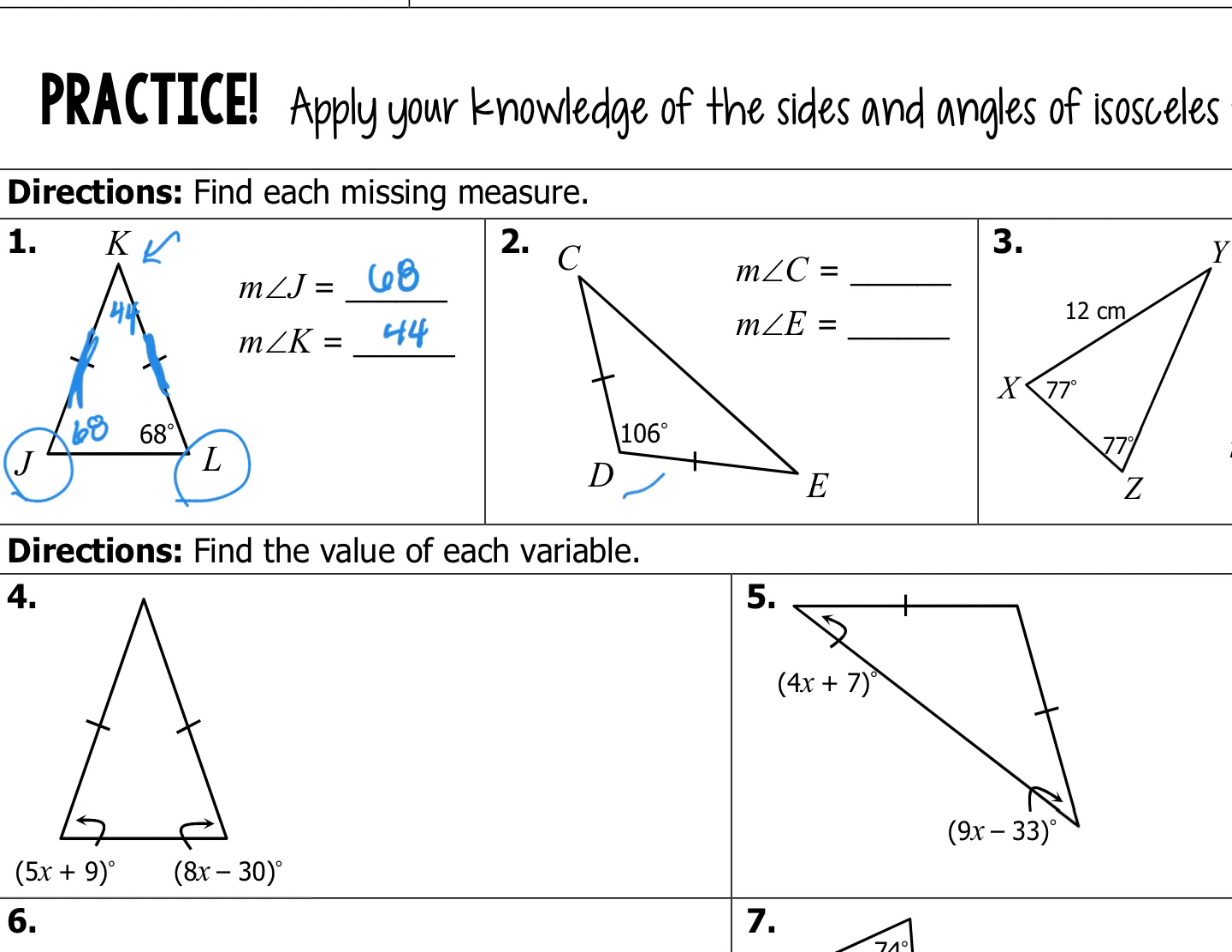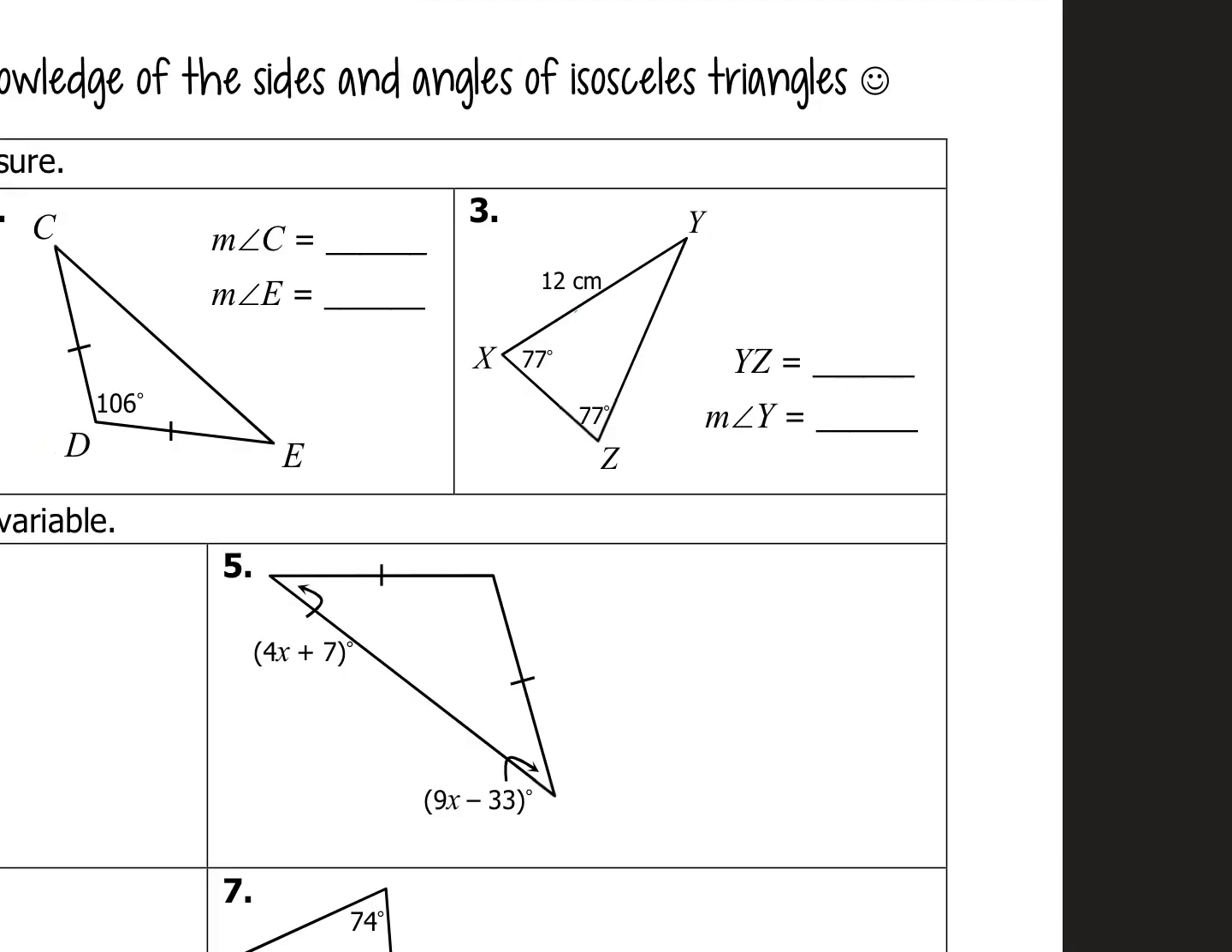All right, number 2 is a little different. So this one gives you the vertex. So the first thing we're going to do is take 180 minus 106, and we get the number 74. So I know that angle C and angle E have to add up to 74, and they have to be the same number. So I'm going to divide that number in half, and we're going to find out that both of these angles are going to be 37. Because all three of them have to add up to 180, and because the legs are congruent, those two base angles have to be congruent.